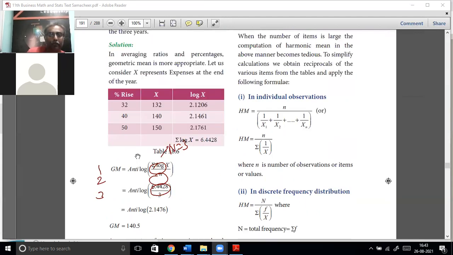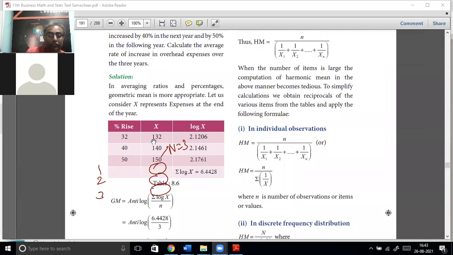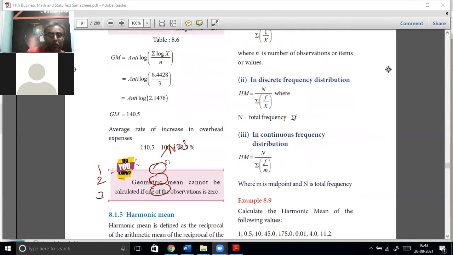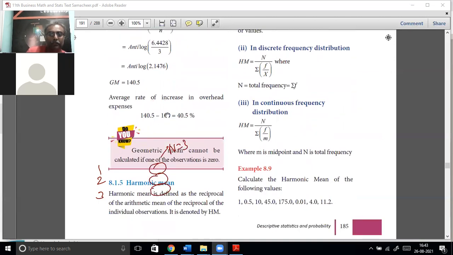Now what have we found out? This is the percentage of the x values. Okay. Percentage of x values. Original value was 100. So the question is asking the average rate of increase in overhead expenses. Original expense was 100. Okay, the current average of the expenses is 140.5. So the increase in the expense will be 140.5 minus 100. That is 40.5%. Okay, that is simple. The geometric mean was used, and you got 40.5%.